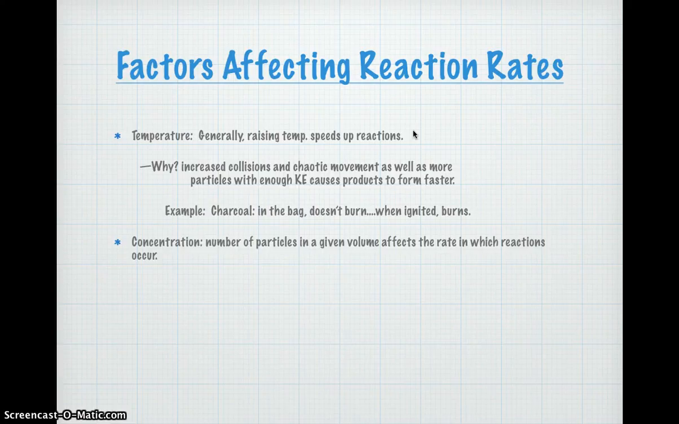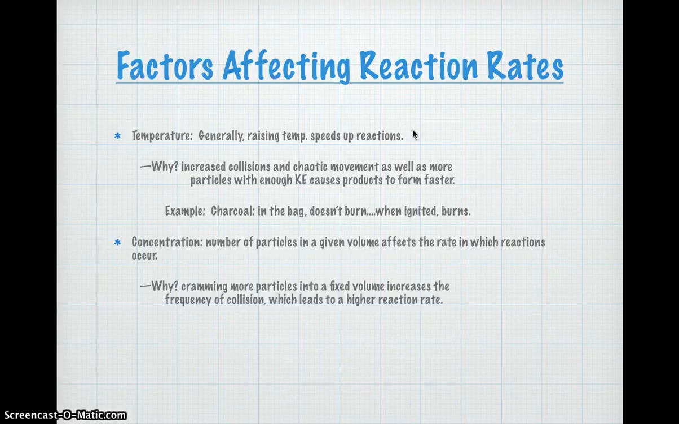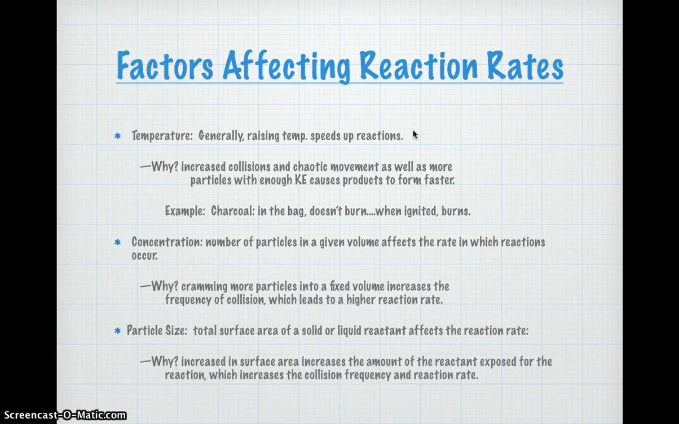Number two factor for affecting reaction rates, concentration. In other words, the number of particles in a given volume affects the rate at which reactions occur. Of course it does. Cramming more particles into a fixed volume increases the frequency of collisions, therefore leading to a higher reaction rate. All right? And finally, particle size. The total surface area of a solid or liquid reactant affects the reaction rate. Why? Increases in the surface area increase the amount of the reactant exposed for the reaction, which increases the collision frequency and the reaction rate.